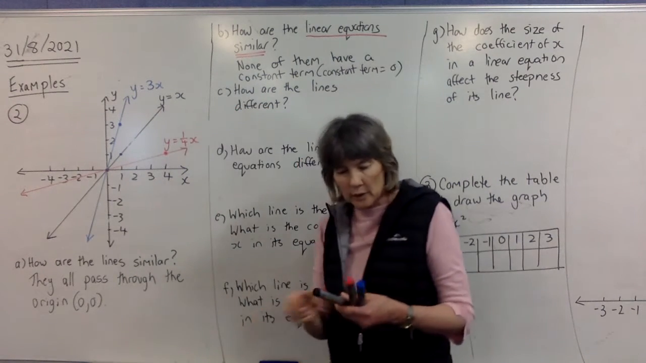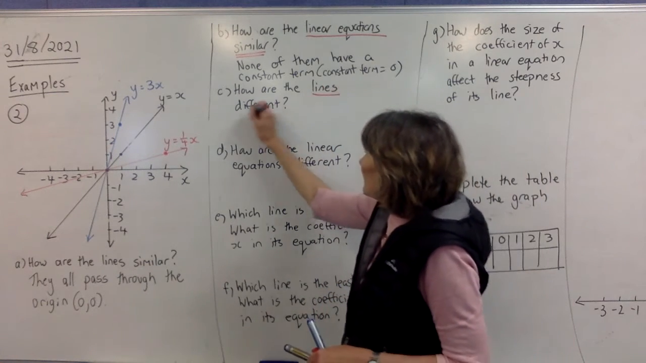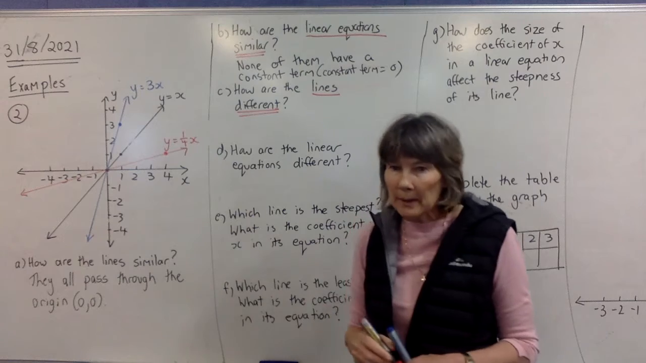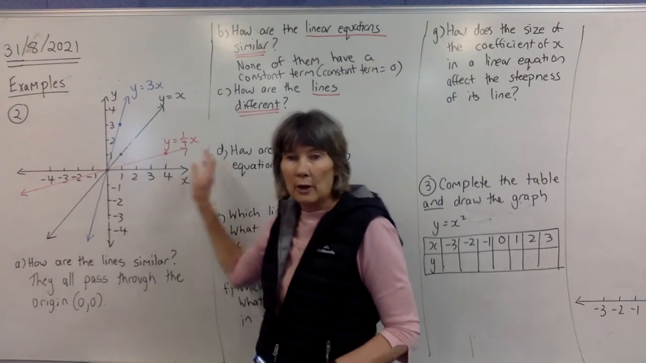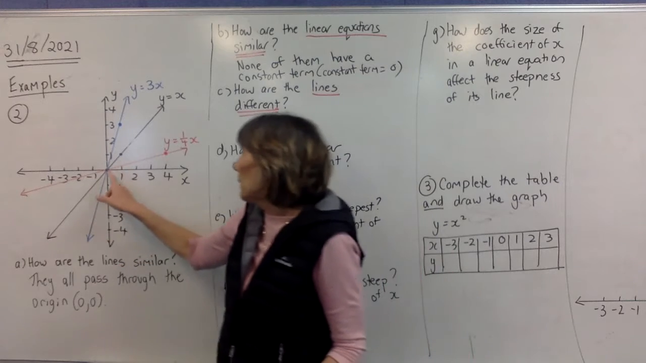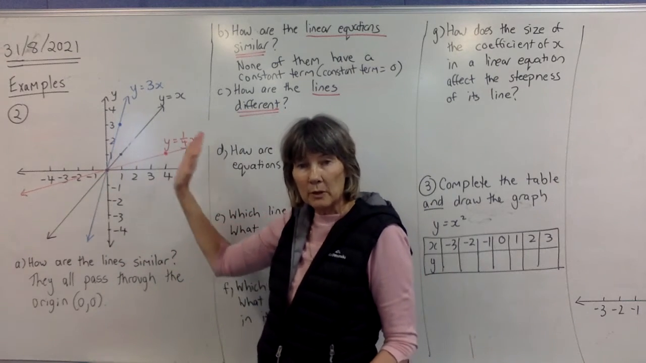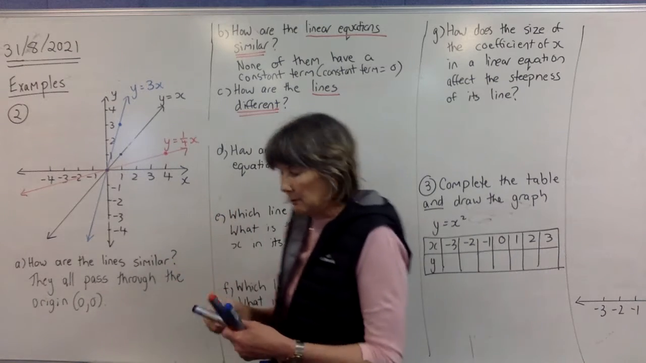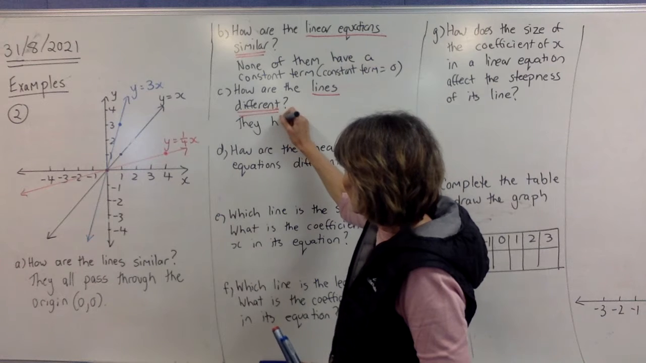All right, now let's look at the next one. It says, how are the lines different? So we're not talking about the equations now, I'm talking about the actual lines. Now, how are they different? We know they're similar because they all pass through the origin, but how are they different? Well, they're different because they have different gradients. So that's what we're going to write. They have different gradients.